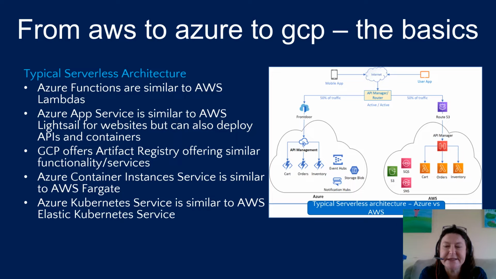Now behind the scenes, these functions or lambdas are using services within AWS or within Azure. And these are the serverless options. So event hubs, storage blobs, notification hubs within Azure, and in AWS, SQS, which is that queuing mechanism we talked about earlier, S3, which is the equivalent of blobs, and SNS, which is the notification system, the message system we talked about earlier. So going to the left-hand side, as we said, Azure functions are very similar to AWS Lambdas.